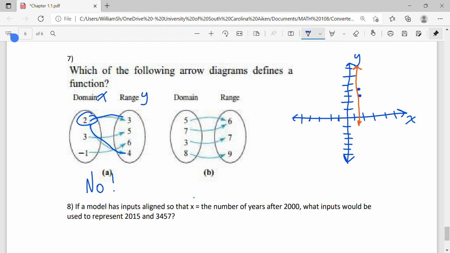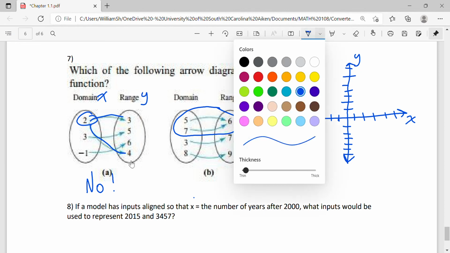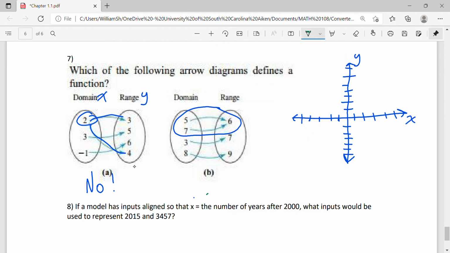Now, if I look at my second example here, what I see is I've got a 5, 6, a 7, 6, a 3, 7, and an 8, 9. So what you're going to ask me here is, okay, these are obviously okay. They go to 1 each, not a problem. But I might be concerned about this. So I'm going to erase that line off, and I'm going to graph these new points here.